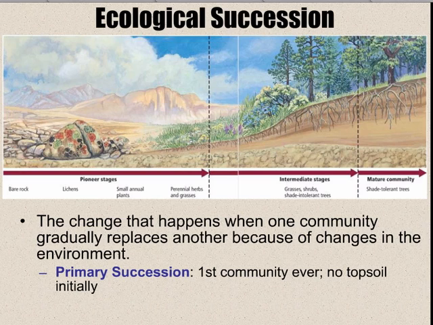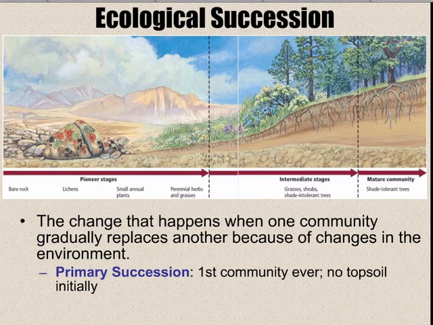Primary succession is defined as the first community ever. There's no topsoil initially. Nobody has ever lived in that environment before. That's primary succession. One of the few examples of primary succession is after a volcano. When the lava cools, there's never been a plant there. There's no topsoil there initially. Over time, organisms start to live there, plants start to break down the rock, and you start to form a thin layer of soil.